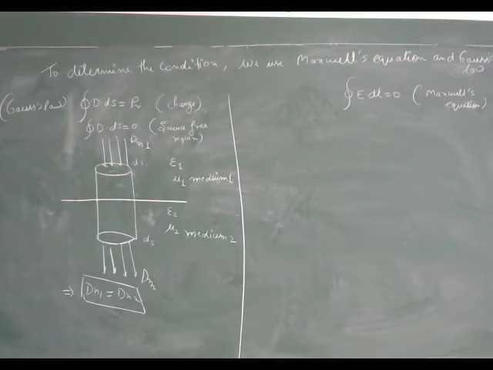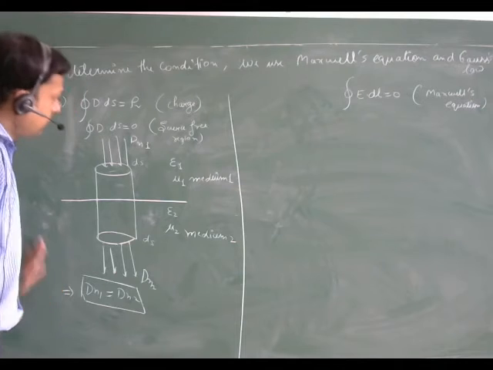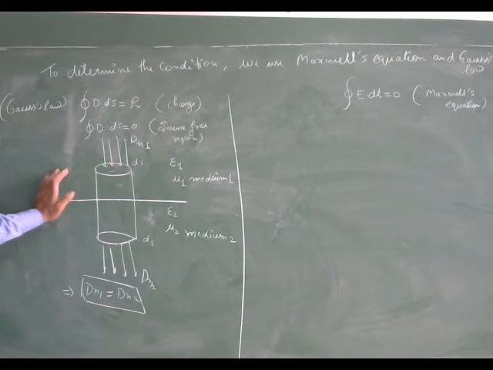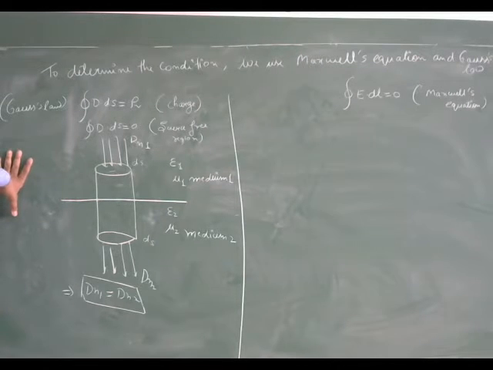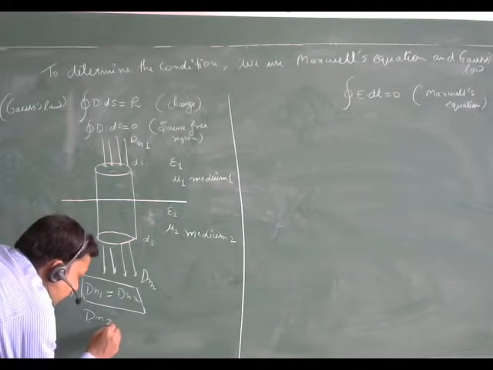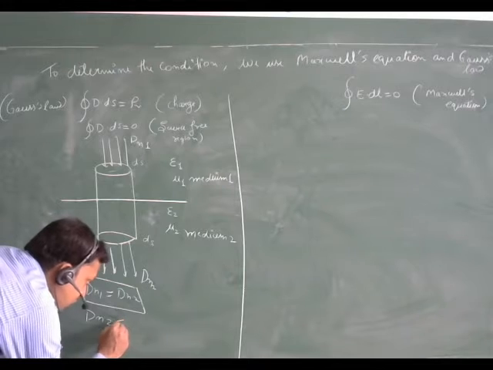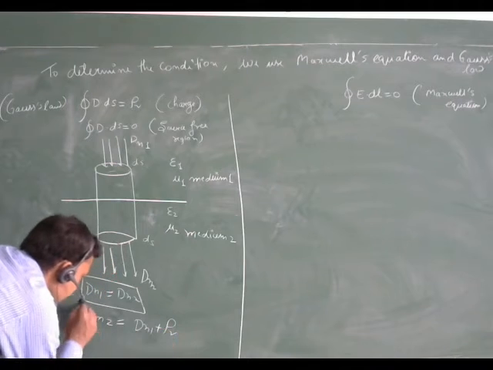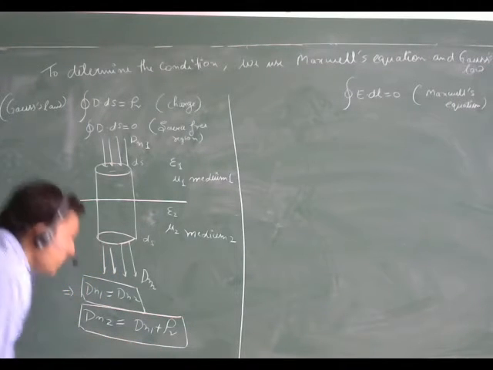Okay. Now what happened when this region contains some charges? When this region contains some charge, in that case the Dn2, where the required electric field we have to evaluate, will become equal to the Dn1 plus the charge present in that medium or in that surface, rho v.